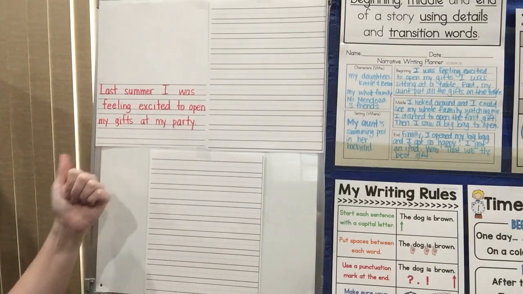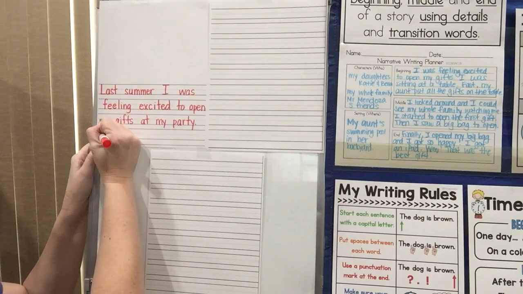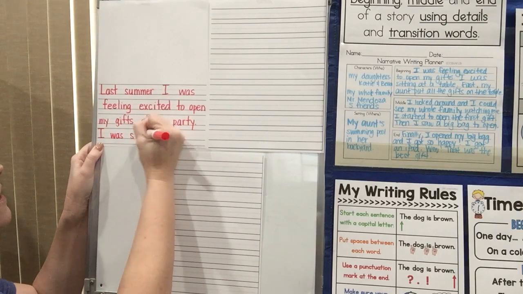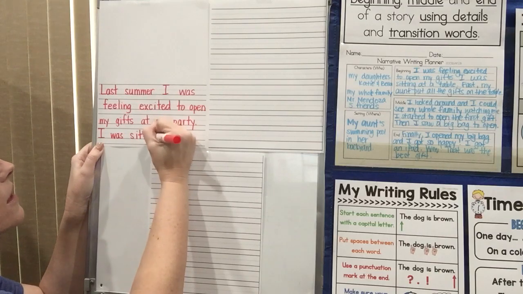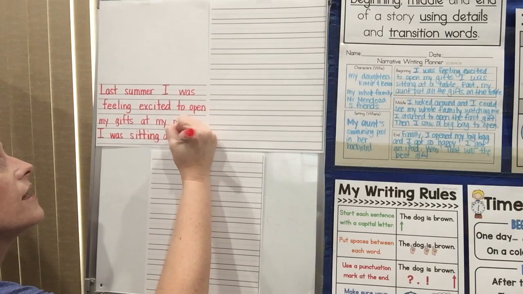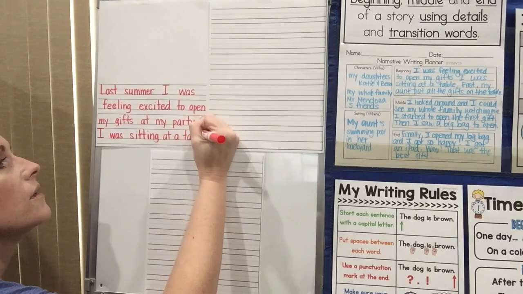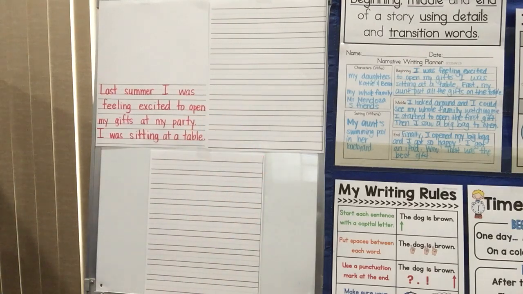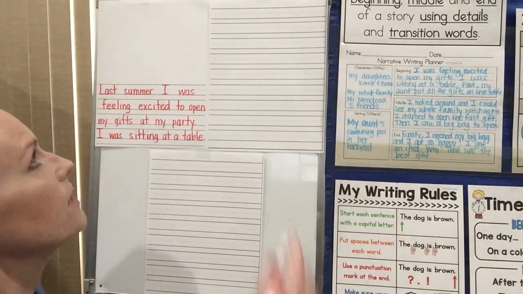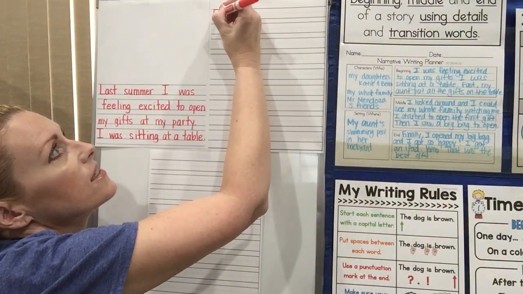And then I'm going to say, I was sitting, I-N-G, ing. I was sitting at a table. All right, so now maybe you can use your imagination to imagine that I was sitting at a table. I'm at a party. I'm feeling excited. It's the summertime. And then I'm going to say first, because that's one of those transition words when you're writing about the beginning. Capital letter at the beginning of that sentence.